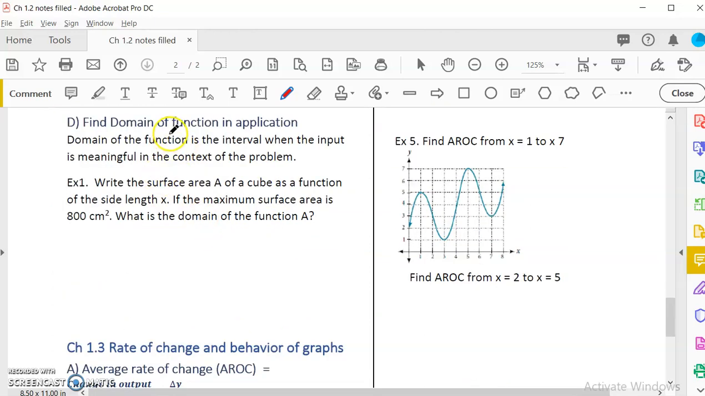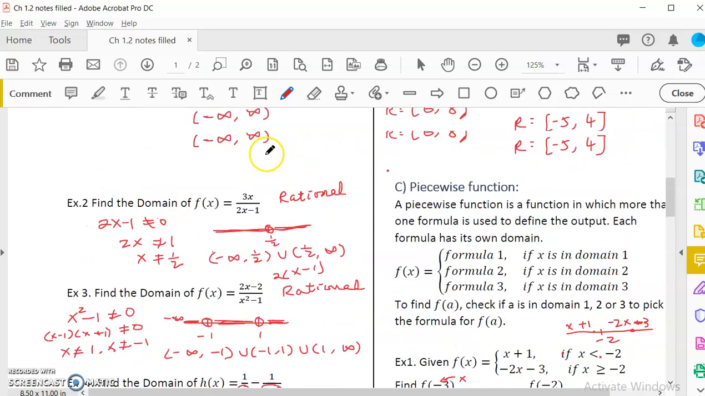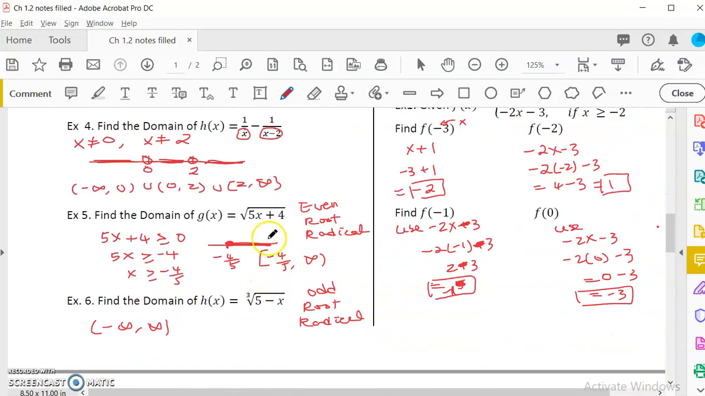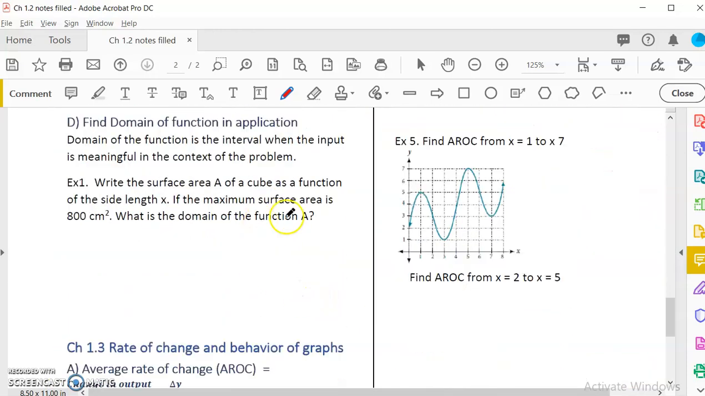The last part is finding the domain of a function in an application. So when you are looking at an abstract function, you use the part 1 guidelines that we talked about. If it's a rational function, its denominator cannot be 0. If it's an even radical, then the inside must be greater than or equal to 0. But if it's an application, there are more restrictions. Sometimes the number has to be positive. And sometimes they tell you the maximum number, just like this one.